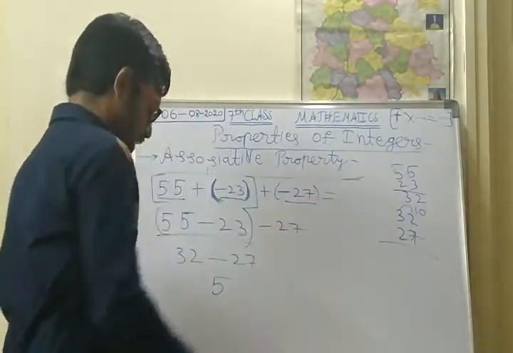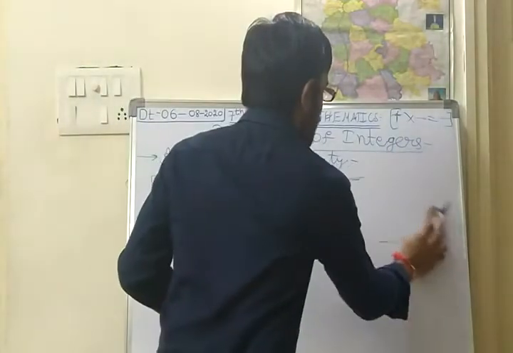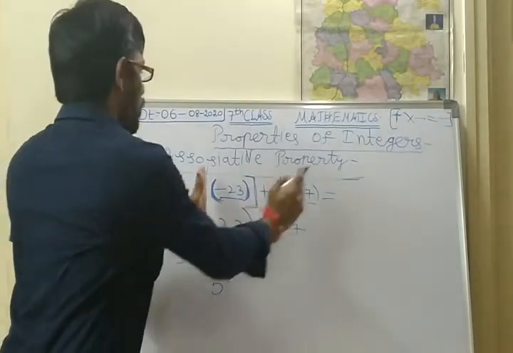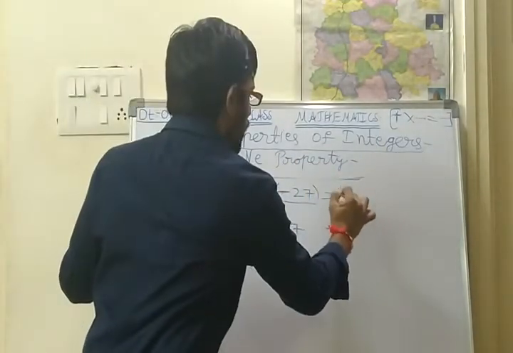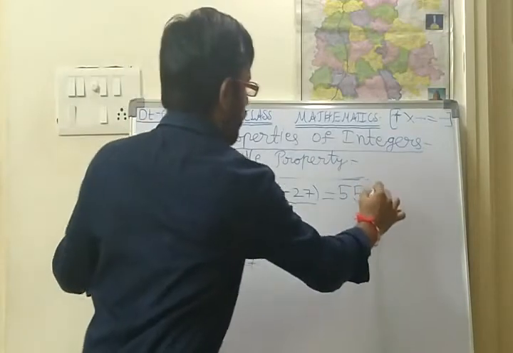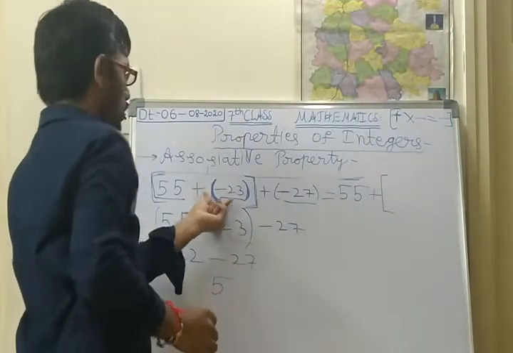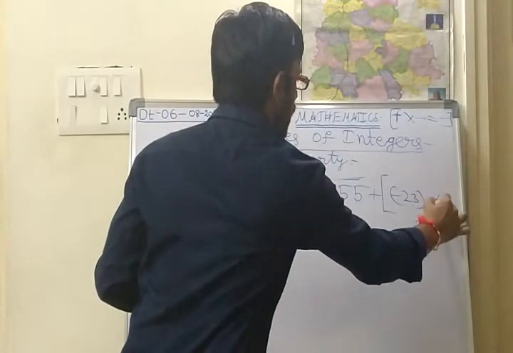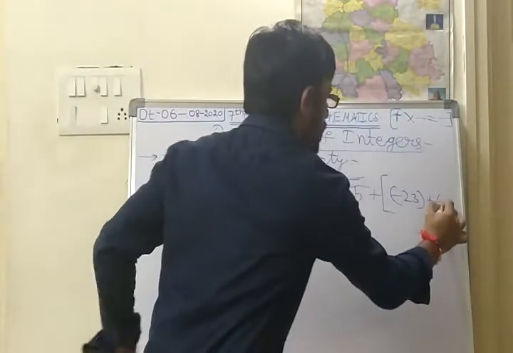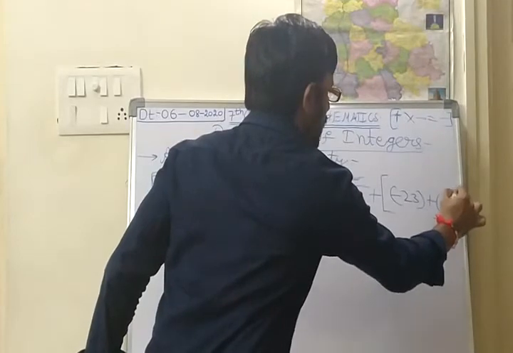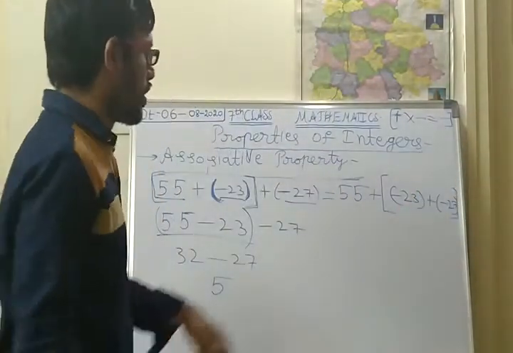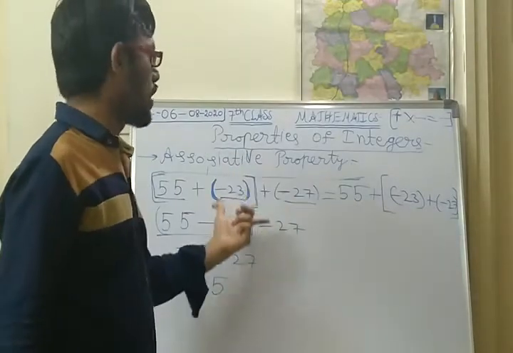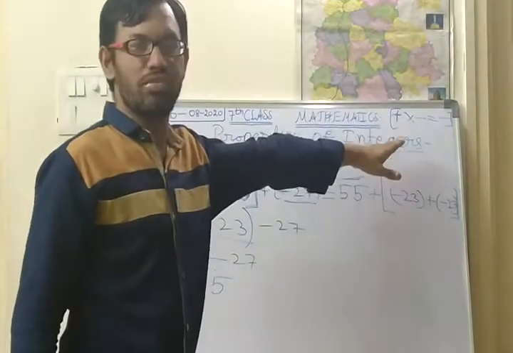So now take the next step also. What is the next step? Change this main bracket to these two. Now 55 plus of minus 23 plus of minus 27. Like this you have to do. So if this answer also you get 5, then the associative property will be satisfied with the integers.